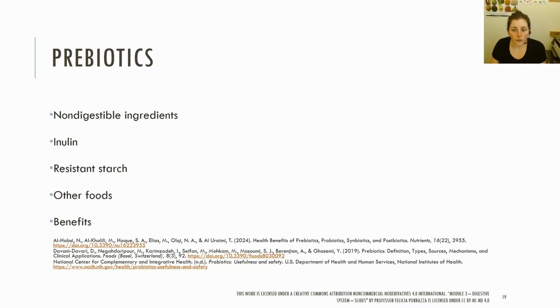Food sources of prebiotics include inulin, like chicory, wheat, onion, garlic, and bananas, and resistant starch, like seeds, legumes, potatoes, and unripe bananas. Not all prebiotics are carbohydrates, and other sources include microalgae, human milk, tomatoes, and soybeans.